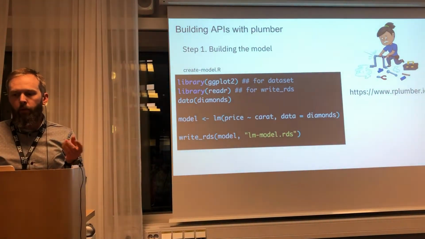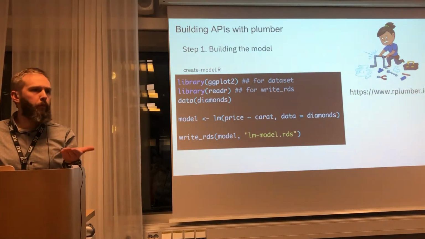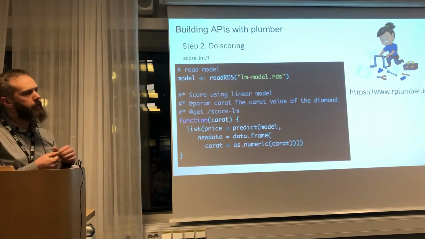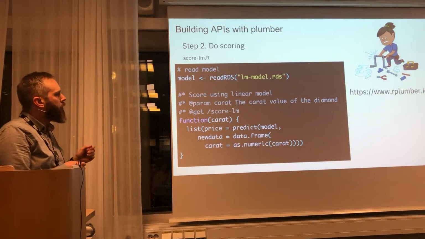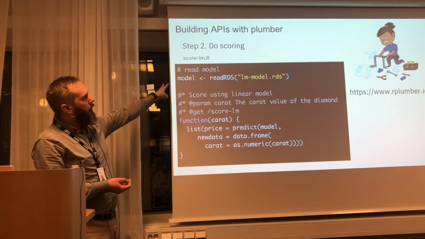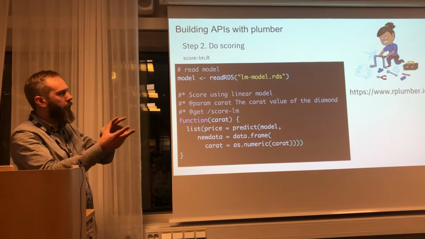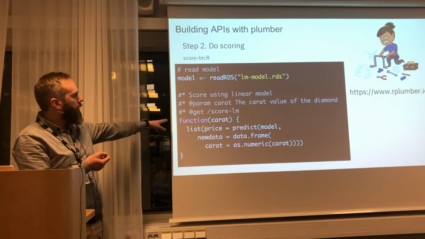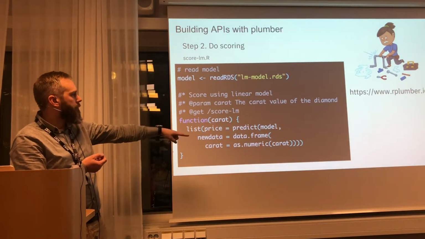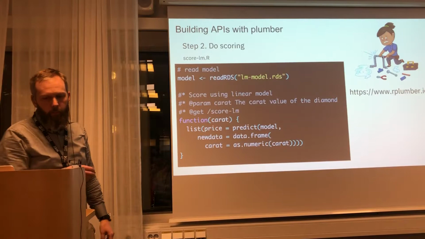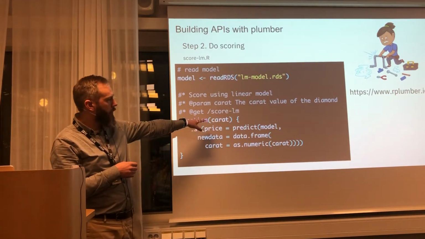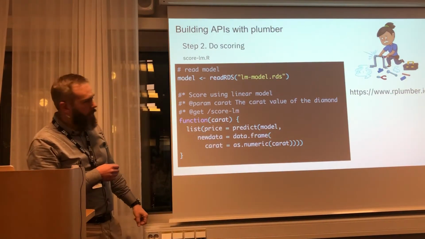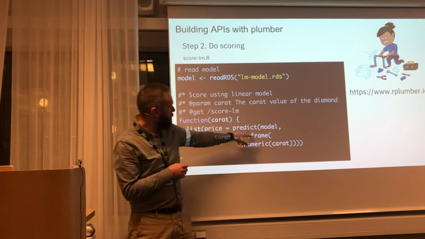That's the first step, building the model. But then, in order to get some scoring functionality, we need to provide the API, right? So that's the next step. We will build an API, and this is the R file that will do that. We need to do two things. We need to read the model, because this is going to run in a different R process, so it doesn't have the model. It needs to read it from the disk. And then we provide a function. This looks a little bit messy, don't worry about the details, but basically it will take the carat as a parameter, and it will run predict using the model with the data that comes from the parameter.